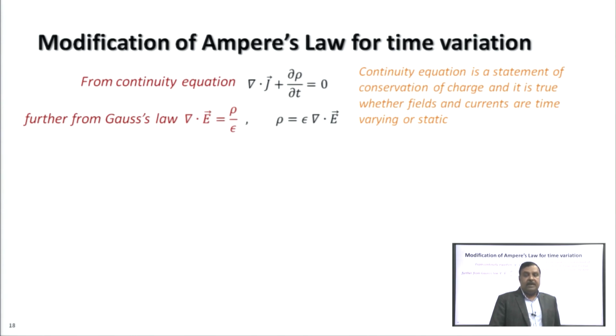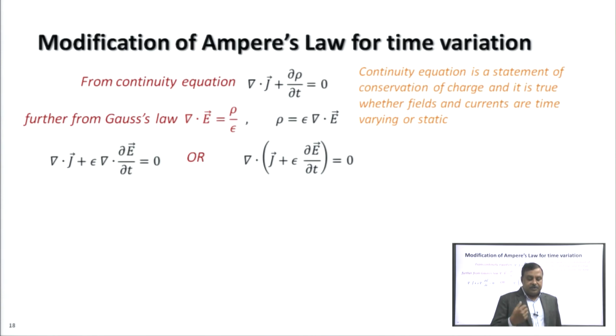From Gauss's law we have seen del dot E equals rho by epsilon 0. So, from Gauss's law we can evaluate rho, the volume charge density: rho is epsilon del dot E. Epsilon is the permittivity of the medium, and this value of rho we can substitute in the continuity equation. So, we get del dot J plus epsilon del dot delta E by delta t equals 0, or we can take del dot common. So, we can write del dot bracket J plus epsilon delta E by delta t equals 0.